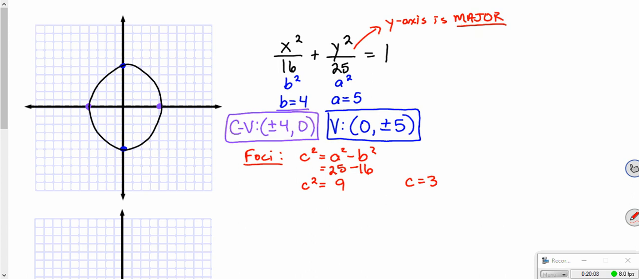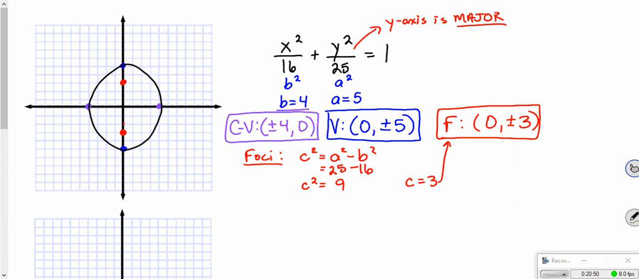Okay, so my foci, remember, are always on the major axis. So foci are going to be 0 plus or minus 3. I've got vertices, I've got covertices, I've got foci. Foci are always on the major axis. You always look at your vertices coordinates to know where the 0 is. Okay, all right, let's keep moving.